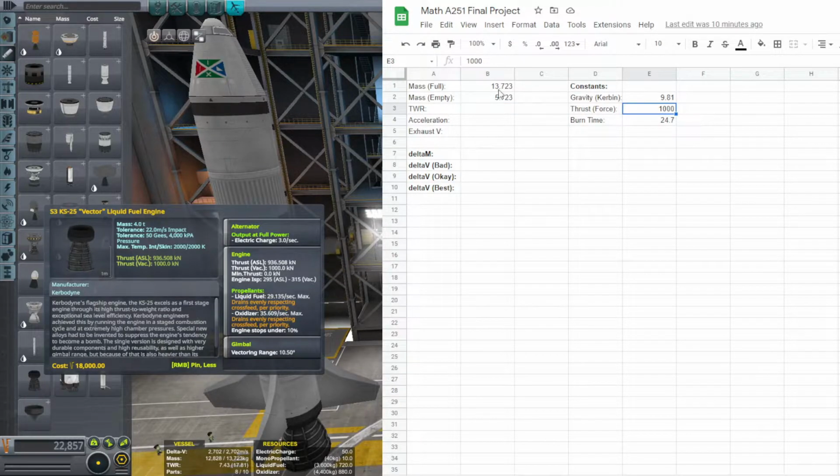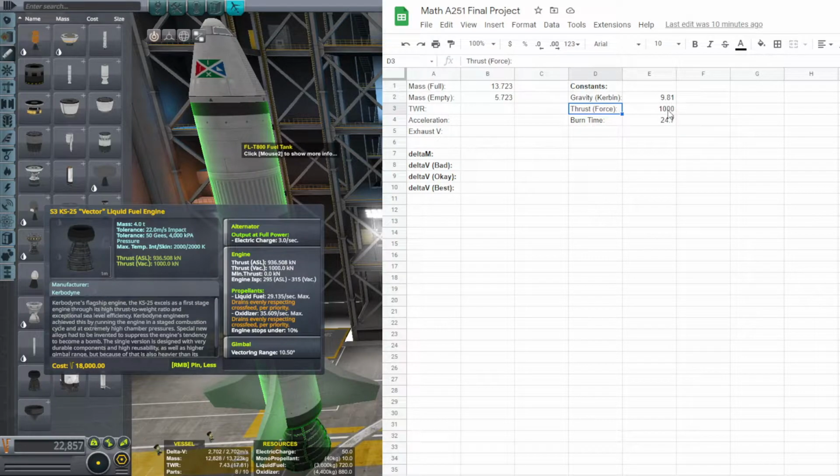Okay, so what exactly do we have in this spreadsheet? Here's our full mass. This is when our fuel tanks are full. And here's our empty mass, our final mass, which is when we have burned up all of our fuel. And these are in tons, or thousands of kilograms. And here are our constants. So this is the gravity of the planet Kerbin, which is the one that we'll be taking off from in this game.